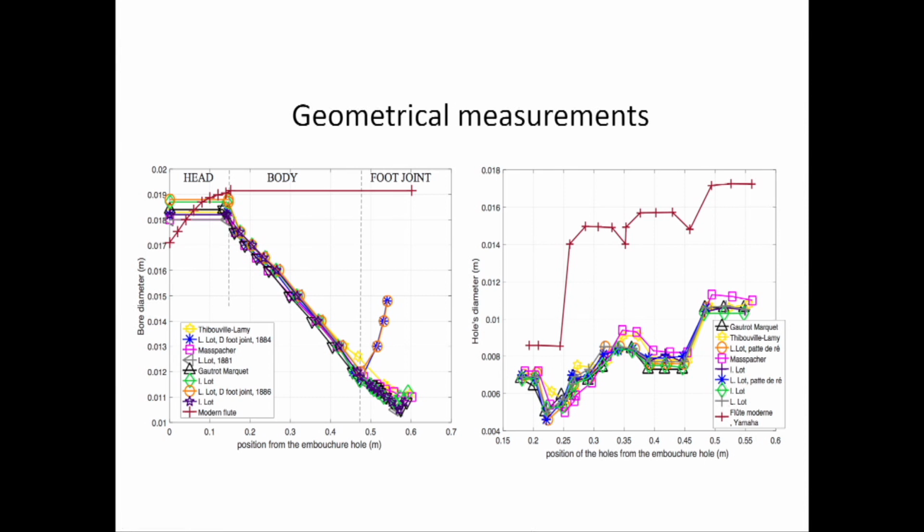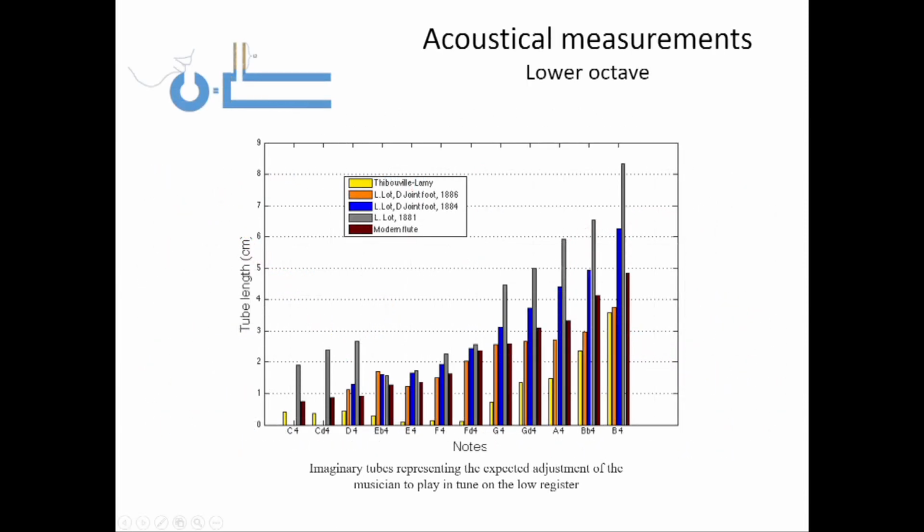And as I showed before, we can translate these geometrical properties into intonation properties, or what the player is expected to do in terms of this small tube. That's the imaginary tube that represents the adjustment the player is expected to do to play in tune. And what you see here, if you look at this color, the modern flute, is that when you play on the first register, this tube gets bigger but very smoothly. If you look at another instrument like the gray one here, you see that it's not very smooth, because you increase it, and then you go down, and then you kick very strongly up to here.